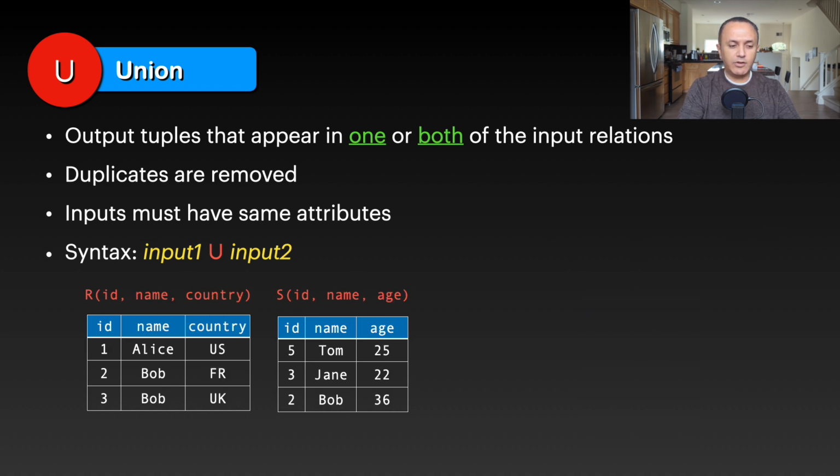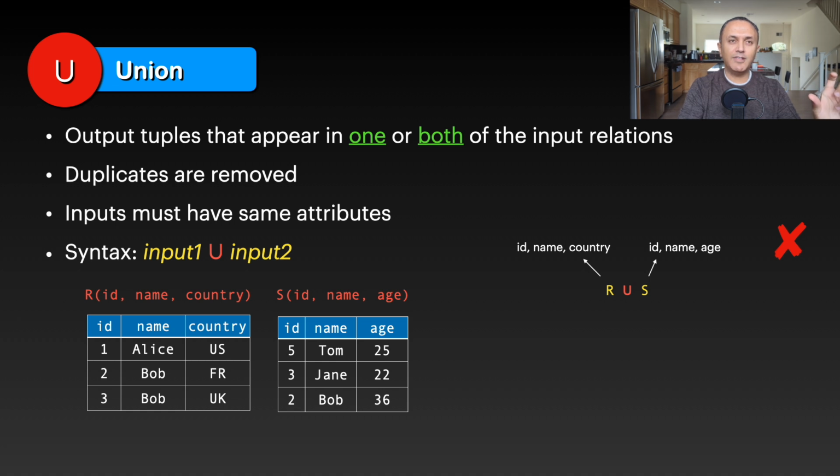Another example, here we have two relations that have different attributes. One has ID, name, and country. The other has ID, name, and age. You don't have to union the whole relation. Sometimes you need just one part of the information. For example, let's say we want only the list of names from both these tables. We don't want to see the country, the age, or the IDs, just the list of names. So we don't need to do R union S because, first, we don't need that information, and second, it's not going to work because they have different attributes.